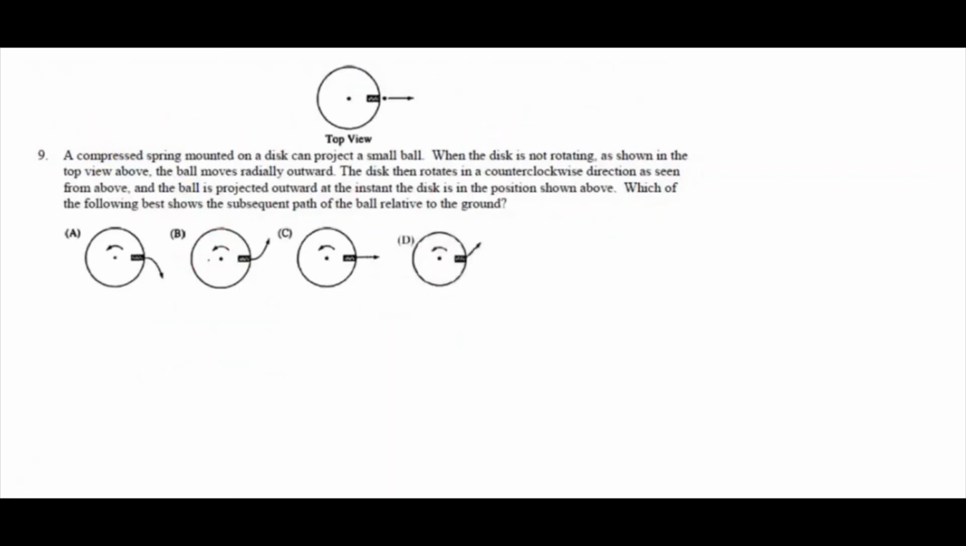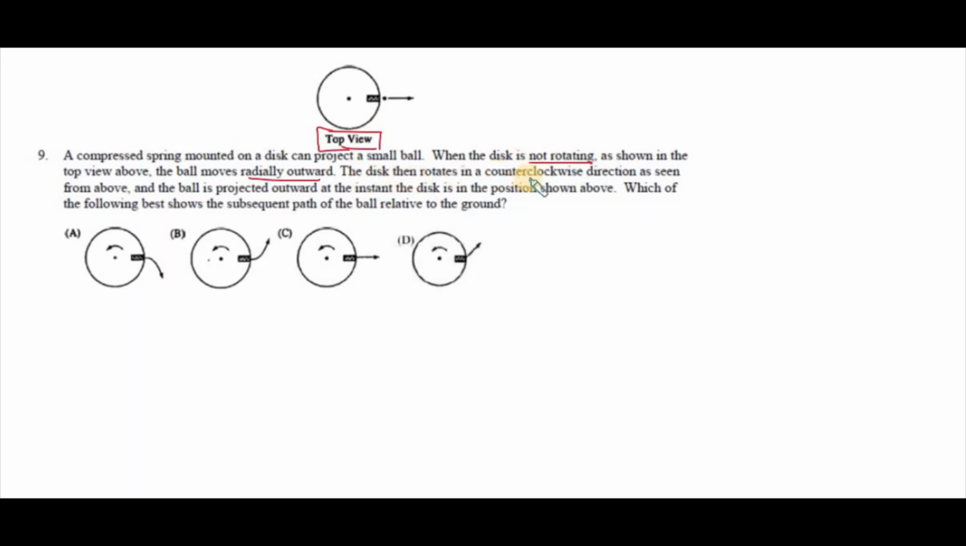In the next question, a compressed spring mounted on a disc can project a small ball when the disc is not rotating, as shown in the top view above. The ball moves radially outward. So this is the diagram given when the disc is not rotating, with the spring mounted on a disc, and from there a ball comes out in the radially outward direction.